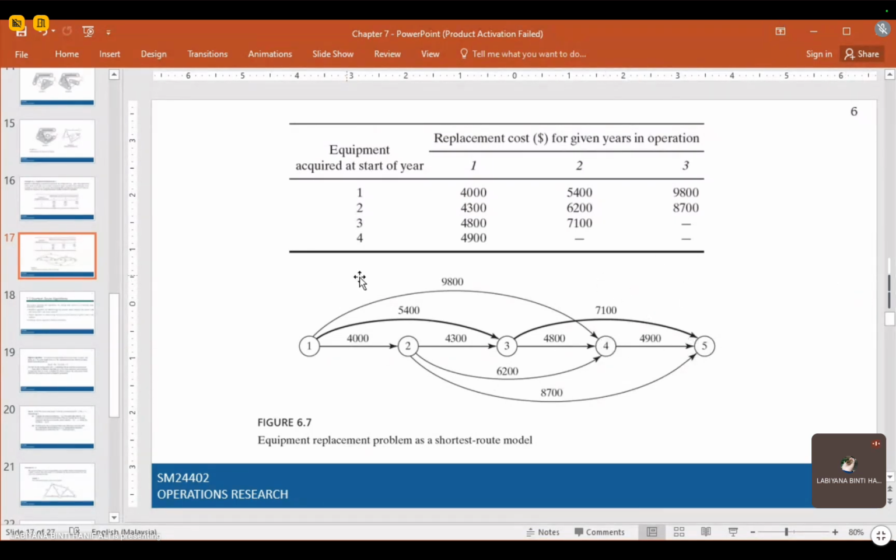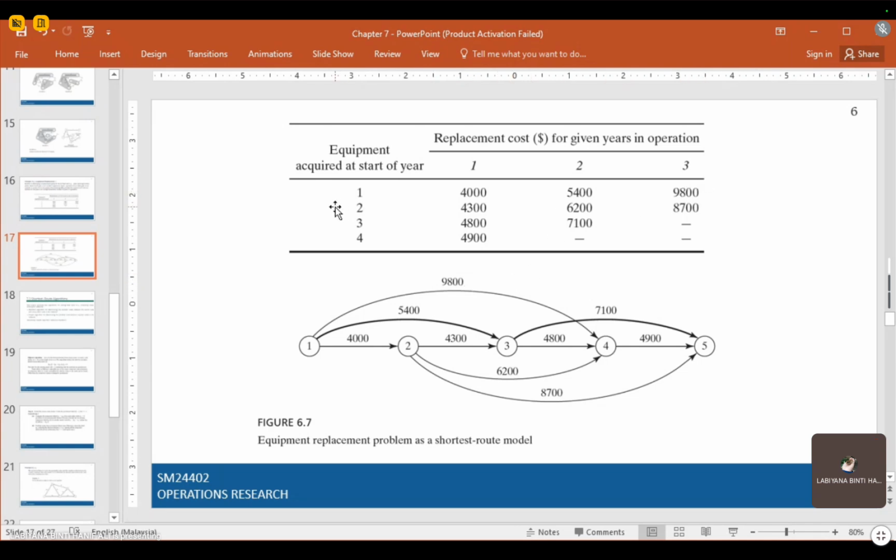So they represent the equipment replacement model as a shortest route problem like this one. From this given table, we can draw the nodes to be 1, 2, 3, 4, and 5. It will connect node 1 into node 2, which is 4,000. Then node 1 into node 3 is 5,400. And the third one is from node 1 into node 4, which is 9,800.